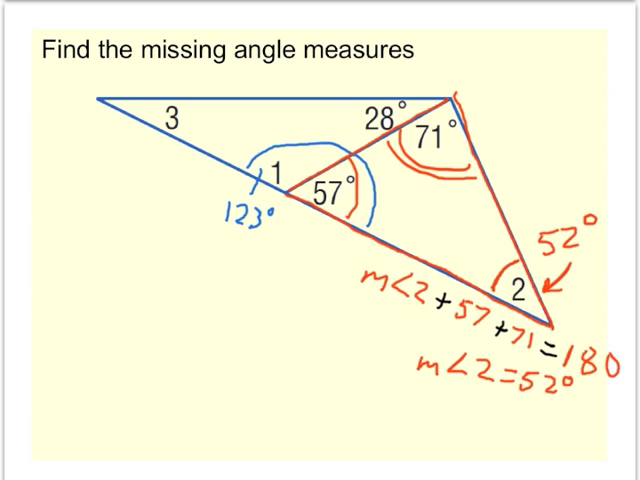And then we'll solve for angle 3 in a similar way. Let's take a look at this green triangle up top. Once again, according to the triangle sum theorem, angle 3 plus 123 degrees, which was angle 1, plus 28 degrees should add up to 180 degrees, which means the measure of angle 3 is 29 degrees.